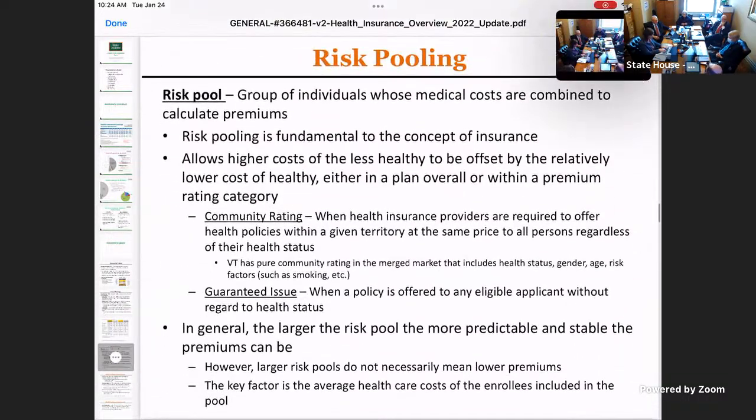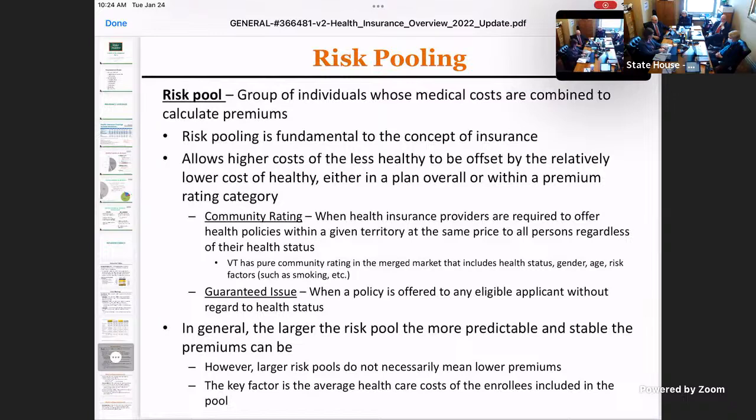So risk pooling. A risk pool is basically a group of individuals whose medical costs are combined. This is the fundamental concept of how insurance works: the idea that a large number of people pay in, and the healthy folks essentially help pay for the sicker folks.